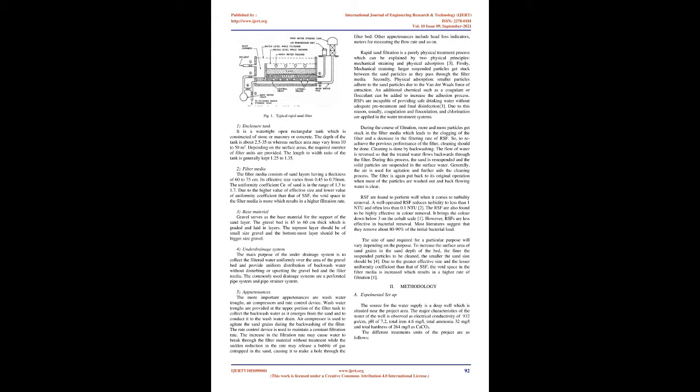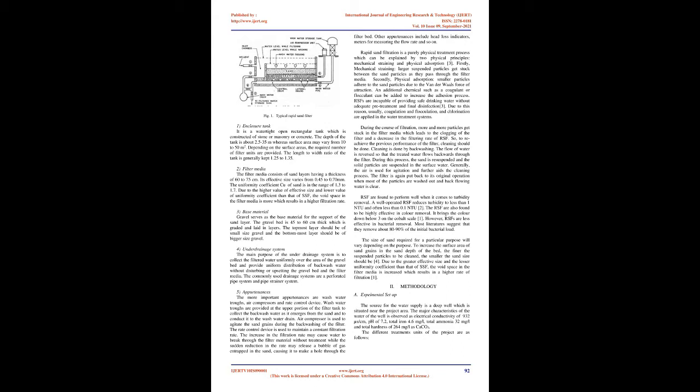Filter media. The filter media consists of sand layers having a thickness of 60 to 75 centimeters. Its effective size varies from 0.45 to 0.70 millimeters. The uniformity coefficient Cu of sand is in the range of 1.3 to 1.7 due to the higher value of effective size and lower value of uniformity coefficient than that of SSF. The void space in the filter media is more, which results in a higher filtration rate.